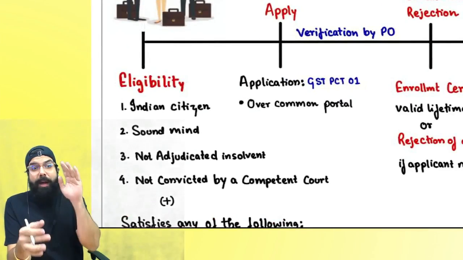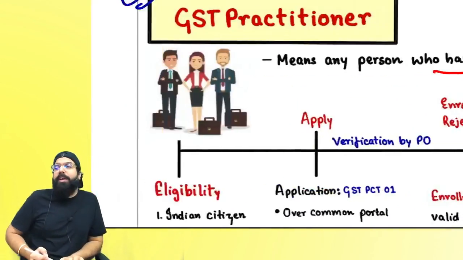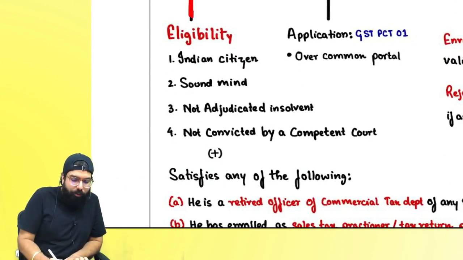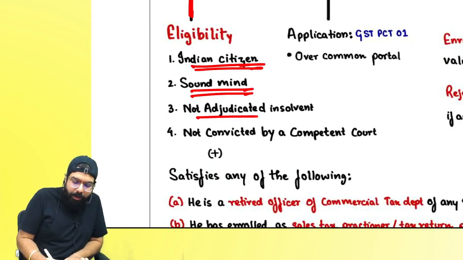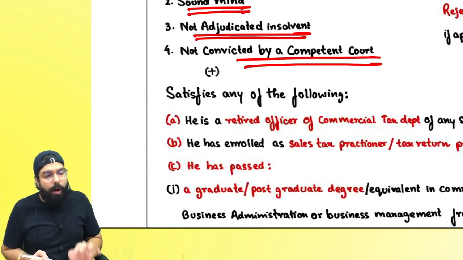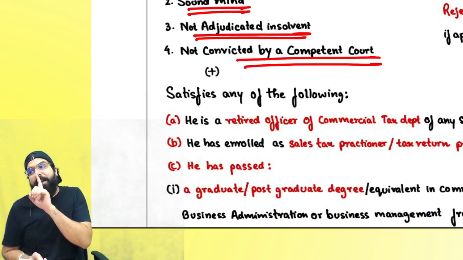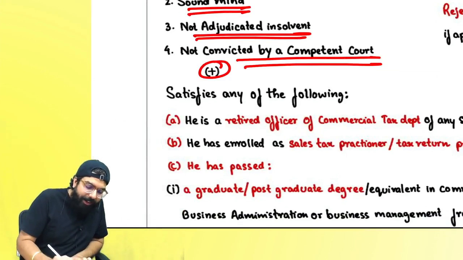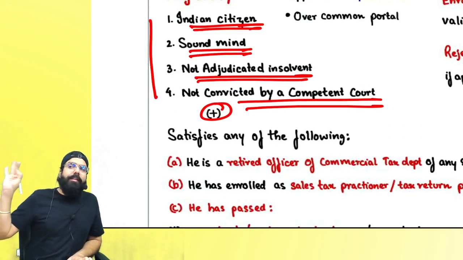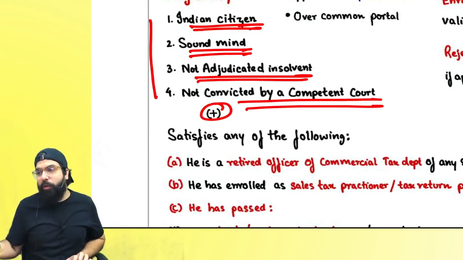No, Baba, no. A GST Practitioner is a person who has been approved under section number 48 to be a GST Practitioner. First of all, who is eligible to be a GST Practitioner? He should be an Indian citizen, sound mind, not adjudged as insolvent, and he should not be convicted by a competent court. Only then he can be a GST Practitioner. These are the basic qualification.